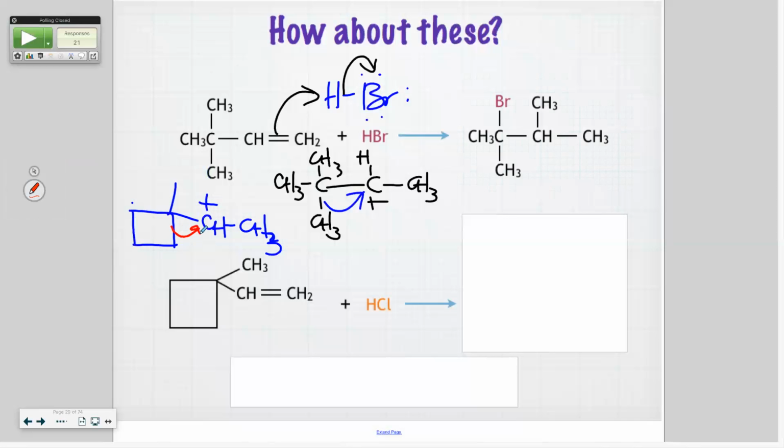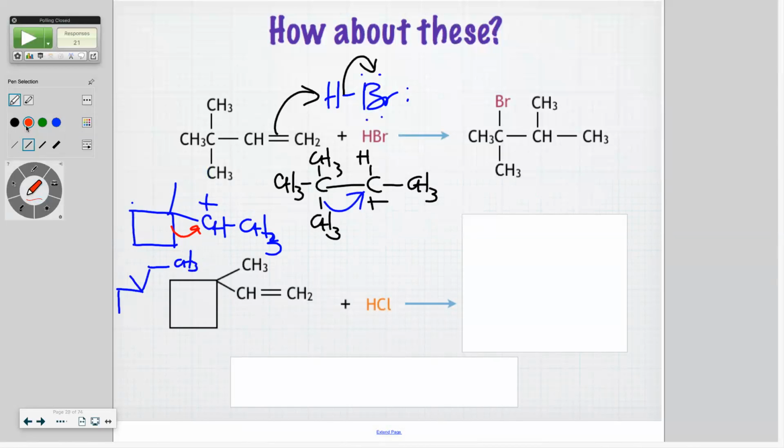We get a thing that I wish I could draw up here. We're going to get, okay, so instead of being bonded to this carbon down here, it is now going to be bonded to that one. So what size ring do we have? 1, 2, 3, 4, 5. Did I do it right? No, I lost a carbon. My bad. Okay, I'll fix it.